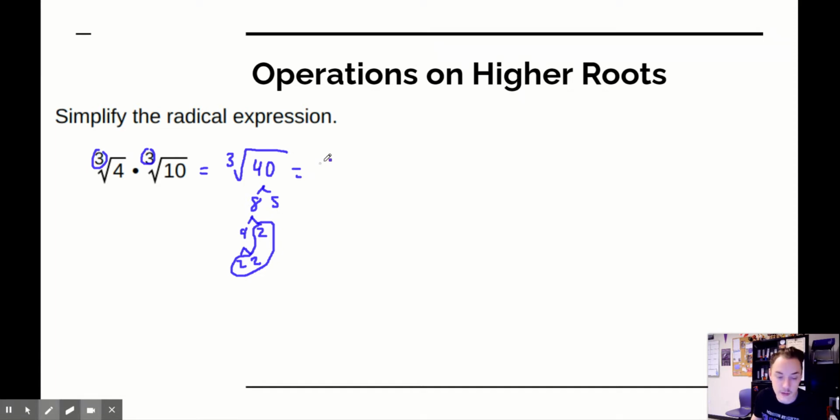So then this equals right here. Actually, let's put my equal sign right here. So this equals 2, and then I have a 5 left over. Don't care about the 4, don't care about the 8. I only care about that because 5 times 2 times 2 times 2 gives me 40. So I have a 5 left over, and of course, it's still underneath the cube root. That is my final answer.